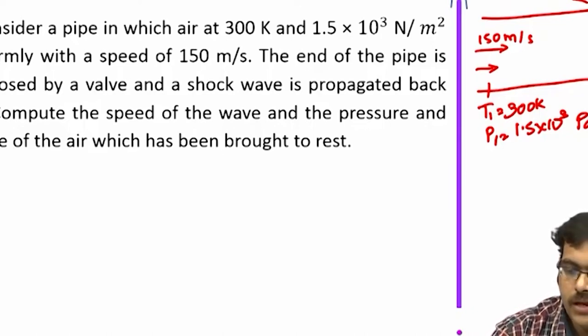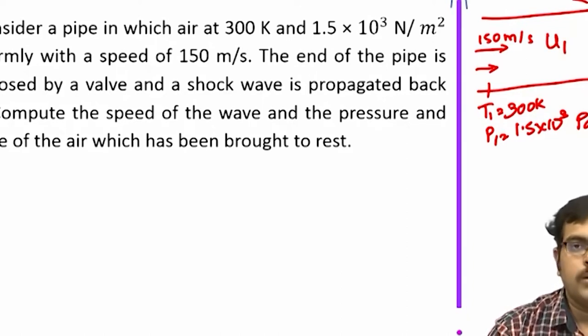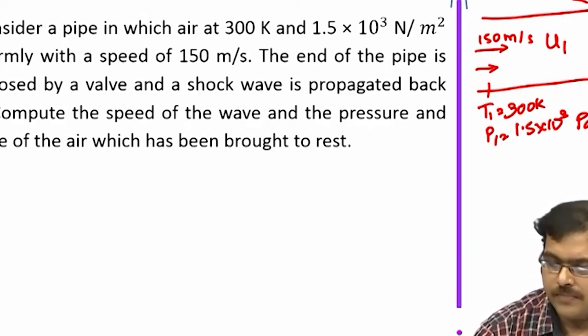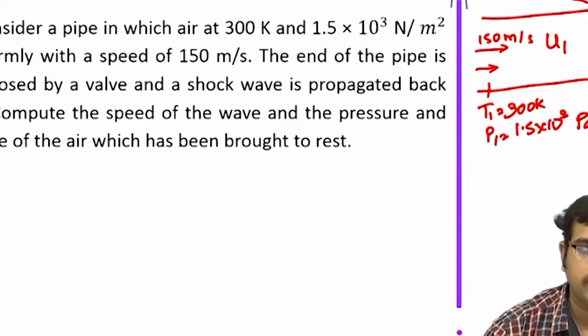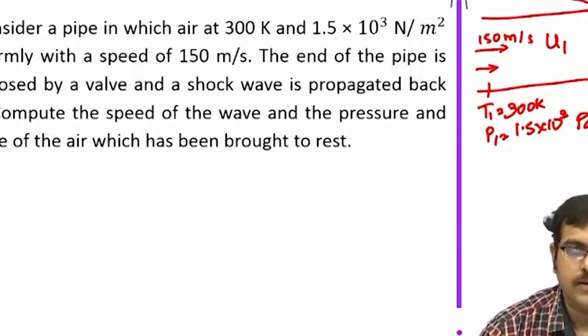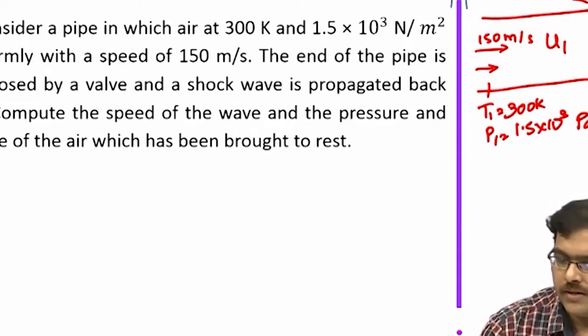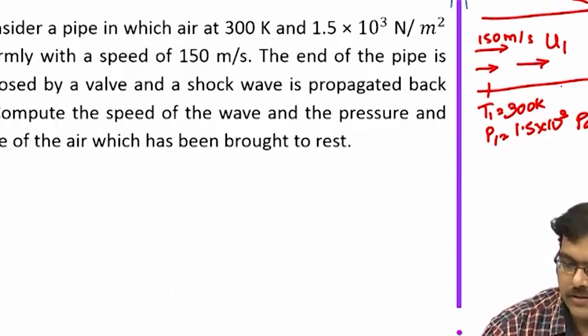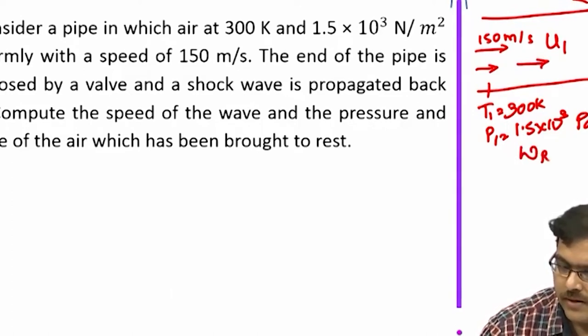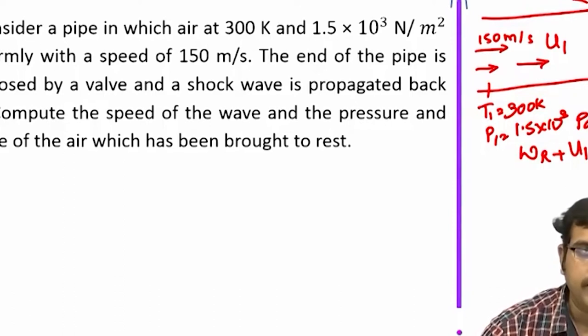WR, and this is U1, and we can say this is U2. U2 is 0 in the fixed laboratory frame of reference. How do you analyze this problem? It's a moving shock problem, and all we have to do is change the frame of reference. From the laboratory frame you move on to the shock. If you do that, you will impose an equivalent velocity WR here. Now U1 is also in the same direction, so the relative velocity here is WR plus U1, and the relative velocity here is WR, and now you can apply stationary gas equations.